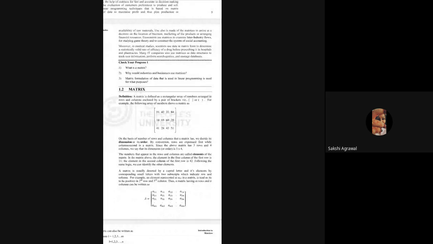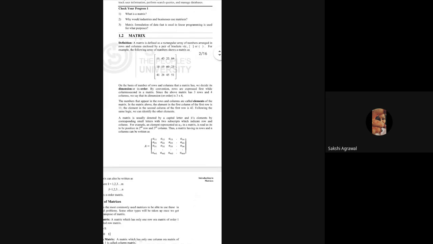When a matrix is arranged, there is no particular limit on its order. There can be any number of rows and any number of columns. They are denoted by how many rows and how many columns are given, in this way: 3 by 4, or you can call it 3 into 4. So 3 by 4 means 3 rows and 4 columns.